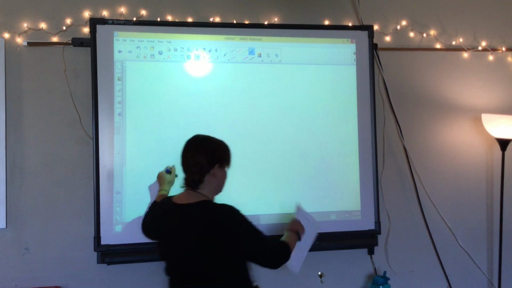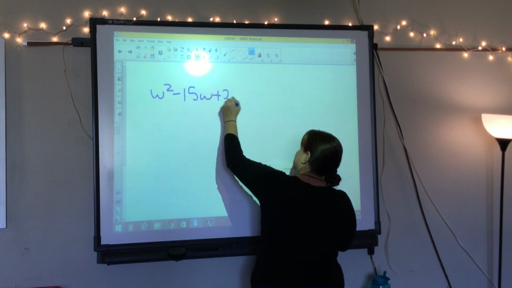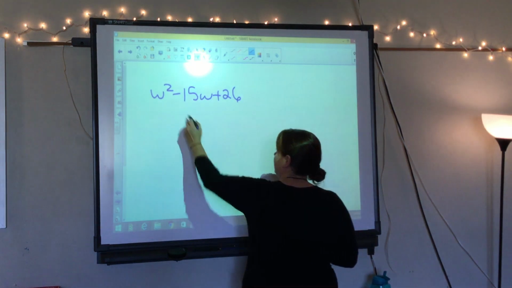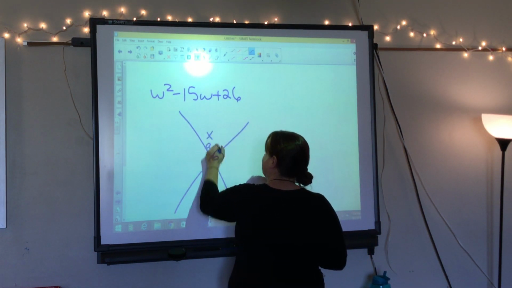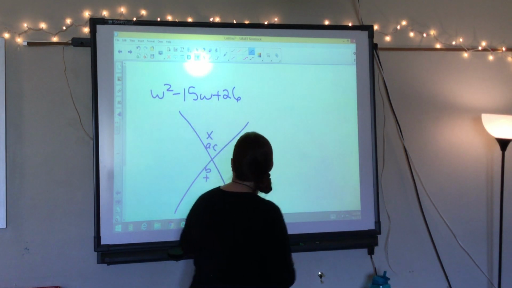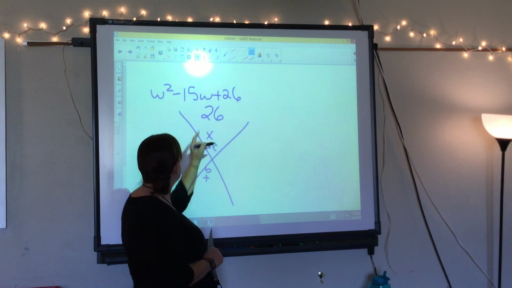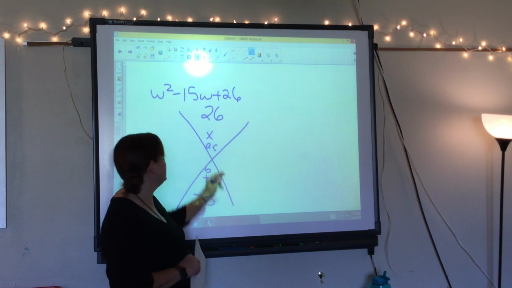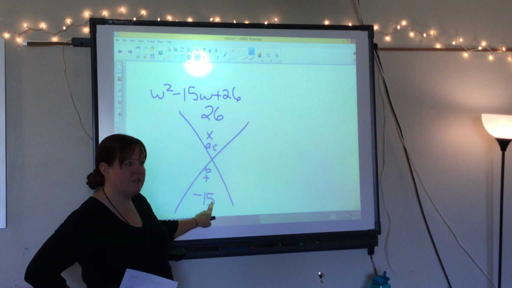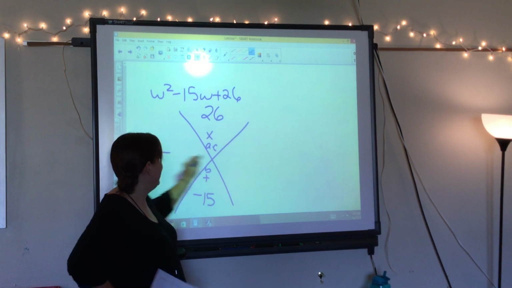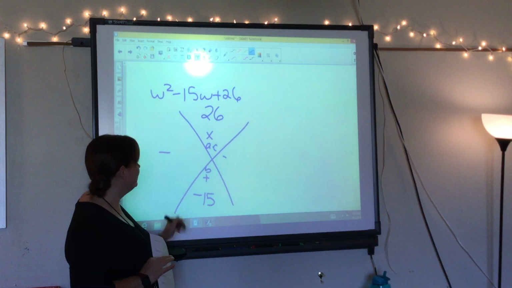So let's look at the next one. w squared minus 15w plus 26. A times C and B, so we want to multiply to this number, we want to add to this number. A times C is 26 times 1, which is 26. B is negative 15, so here's the thing. They need to multiply to a positive number, add to a negative number. So what do I know about their signs? They're both negative. They both have to be negative. Okay, 13 and 2.